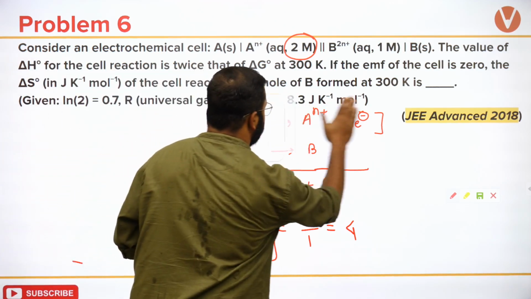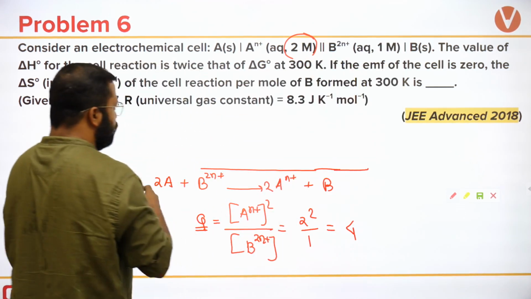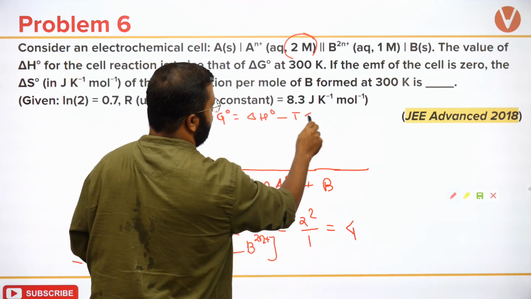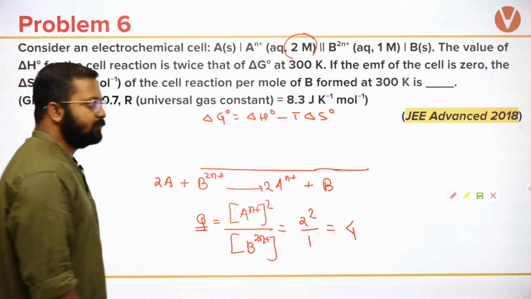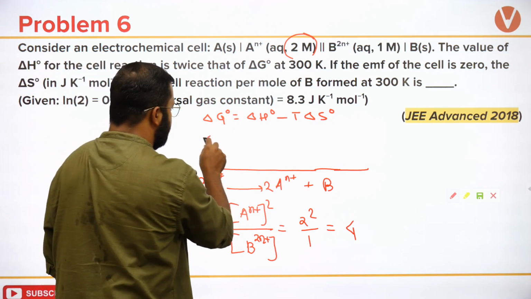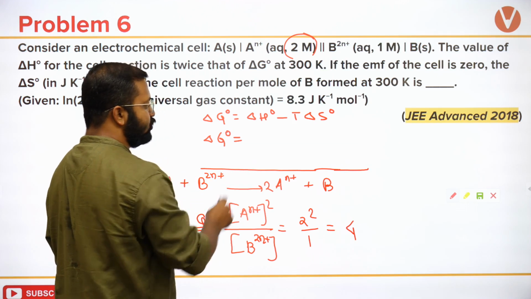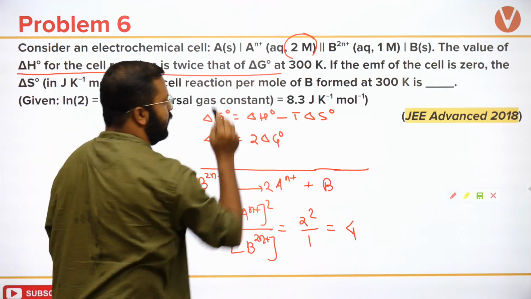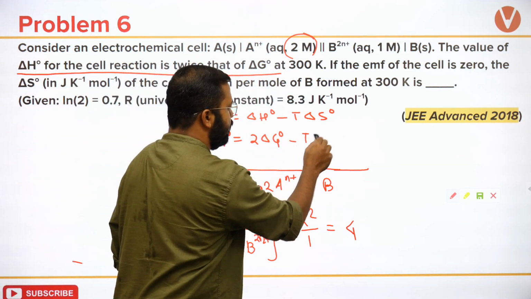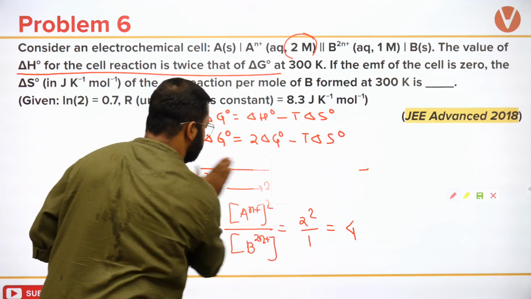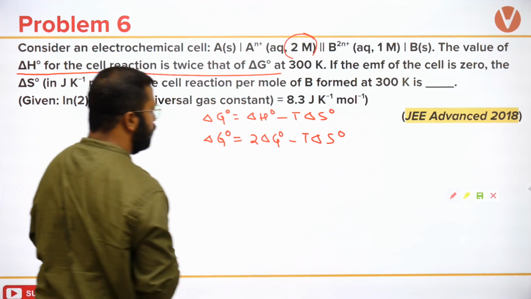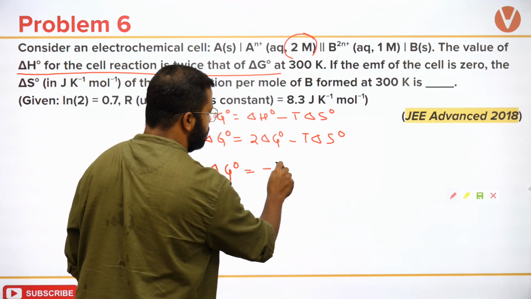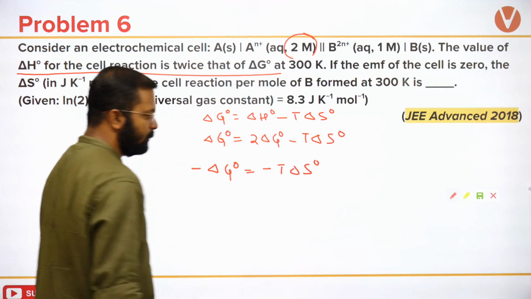Now I know this equation, delta G naught is equal to delta H naught minus T delta S naught. Delta H naught can be written as 2 delta G naught, because it is already given that delta H is twice of delta G naught, minus T delta S naught. So this will become minus delta G naught is equal to minus T delta S naught.